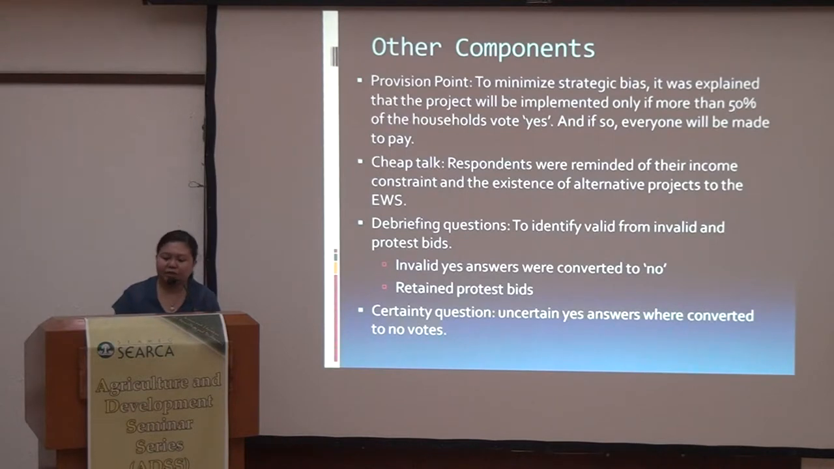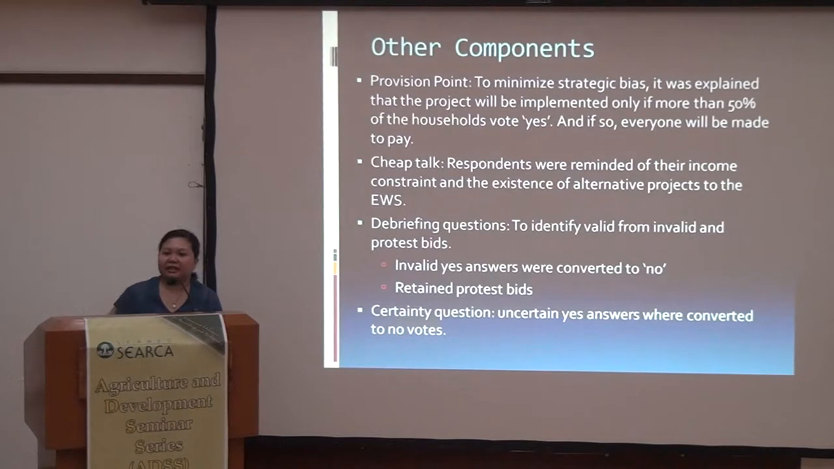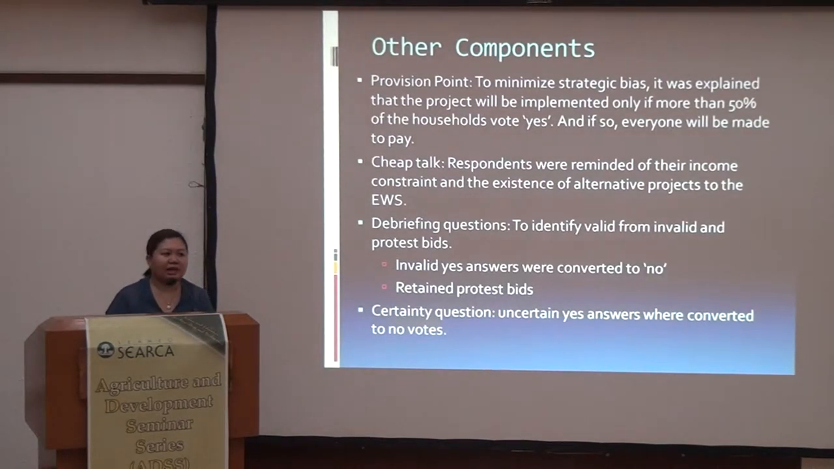For the certainty question, uncertain yes answers were converted to no votes. Specifically, after they were asked if they are willing to pay or not, the households were asked how sure they are that they would vote yes if a true referendum were conducted in their barangay. It is actually a rating scale that they would choose from, and if they fell below the threshold, their votes are converted to no votes.